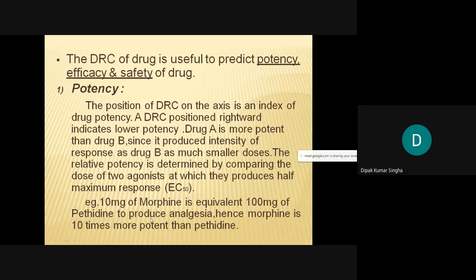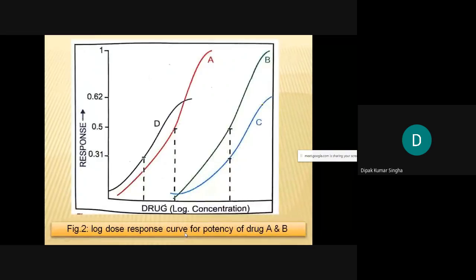It is a synthetic product of morphine, but their potency differs. Suppose one drug's activity is 2 times the potency of the other, because the other has half the potency of the first. Here 10 milligram of morphine produces a response equivalent to 100 milligram of pethidine producing the same type of response. Hence morphine is 10 times more potent than pethidine.